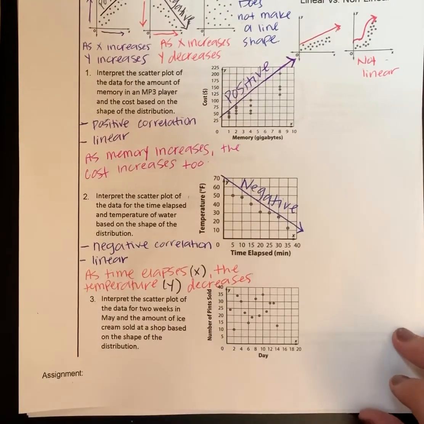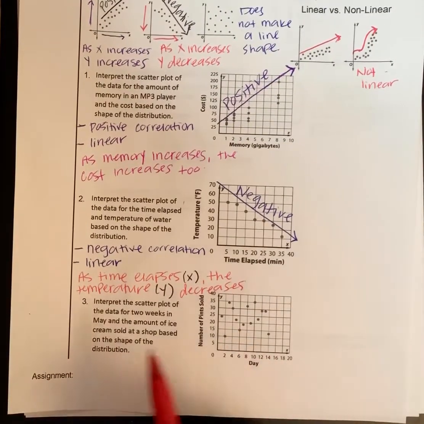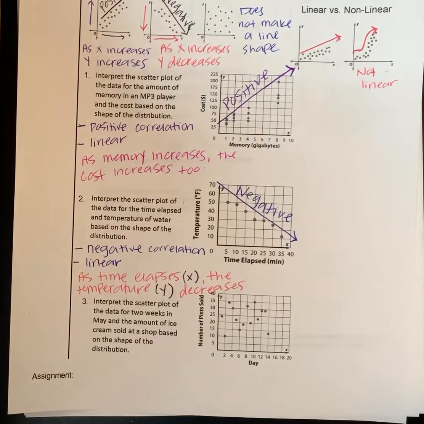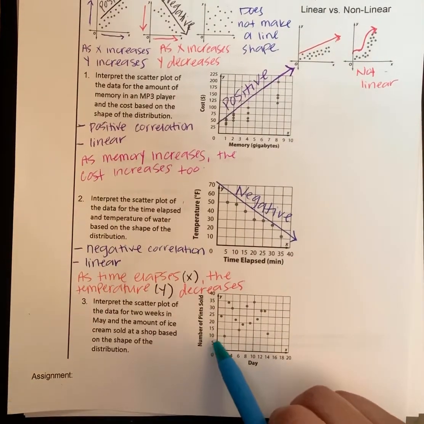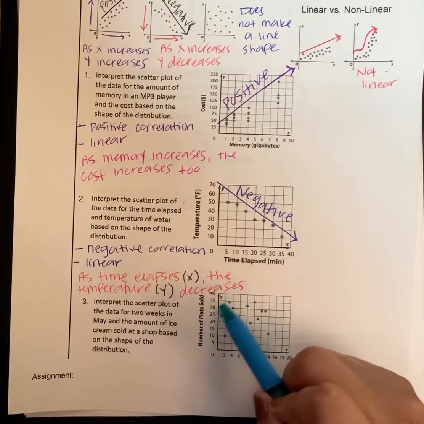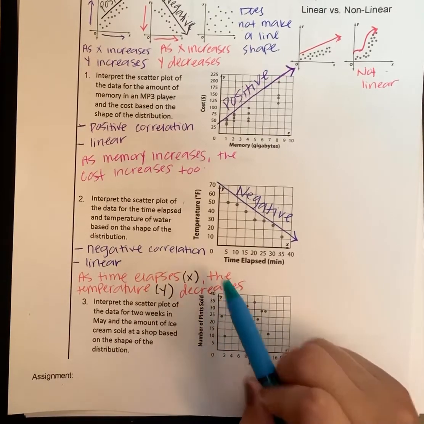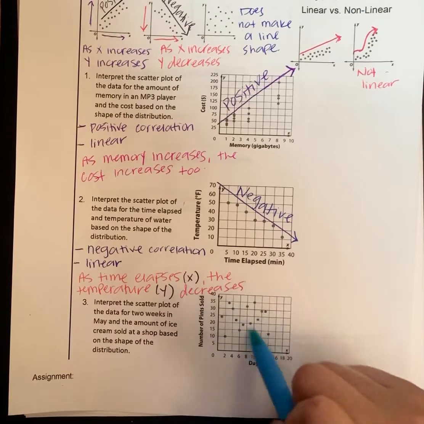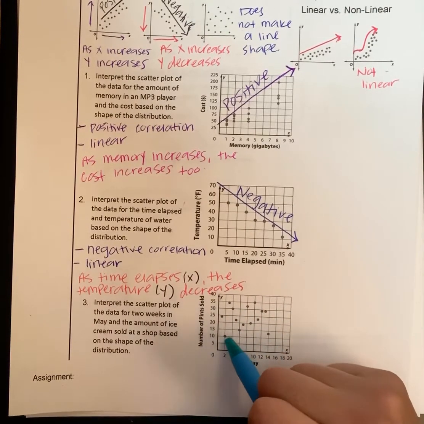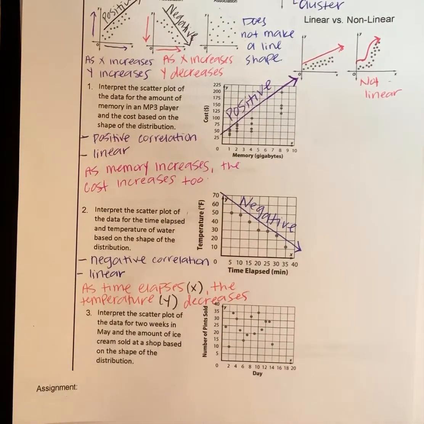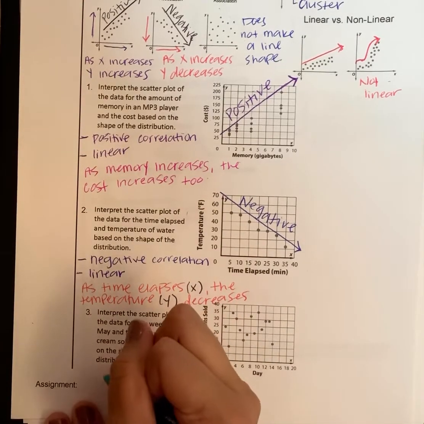Number 3, interpret the scatter plot of the data for 2 weeks in May and the amount of ice cream sold at a shop based on the shape of the distribution. So if we look at our graph, well, it's not really going in a positive direction because if I go straight up, I still have all of these other points on the sides. It's not really going in a negative direction because even if I go this way, I still have all of these random points on the sides, which means it has to be no correlation.